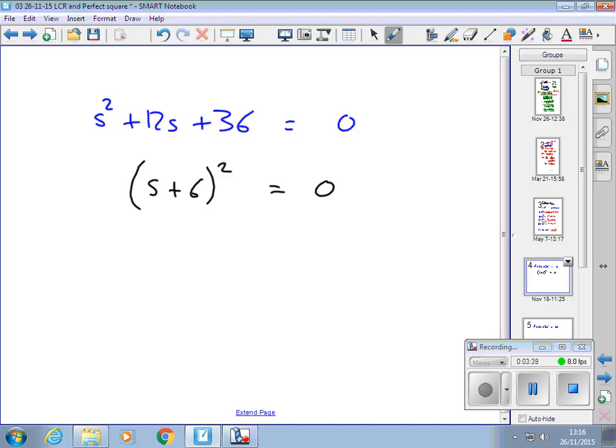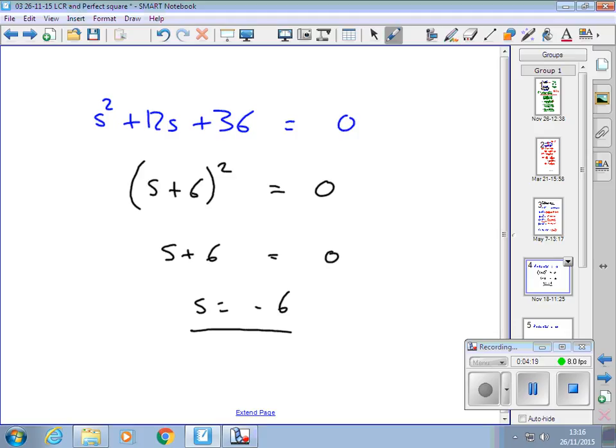Well, yeah, but what's the process? The left-hand side equals 0, so can I square root the left-hand side? What's the square root of that bracket? S plus 6. What's the square root of 0? Right. So what is S? Okay, S equals minus 6, and I've solved it. By recognising that this is a perfect square, I can solve it. Okay, S equals minus 6.